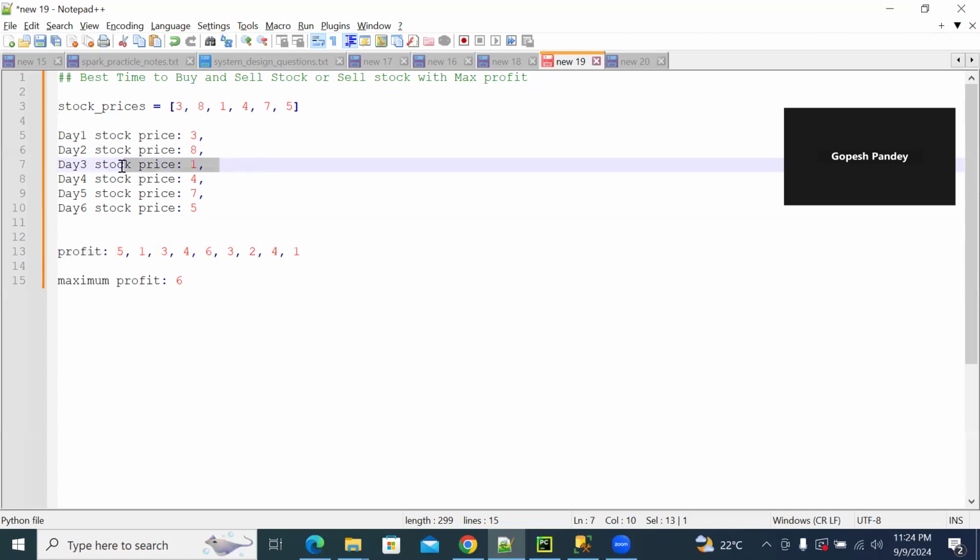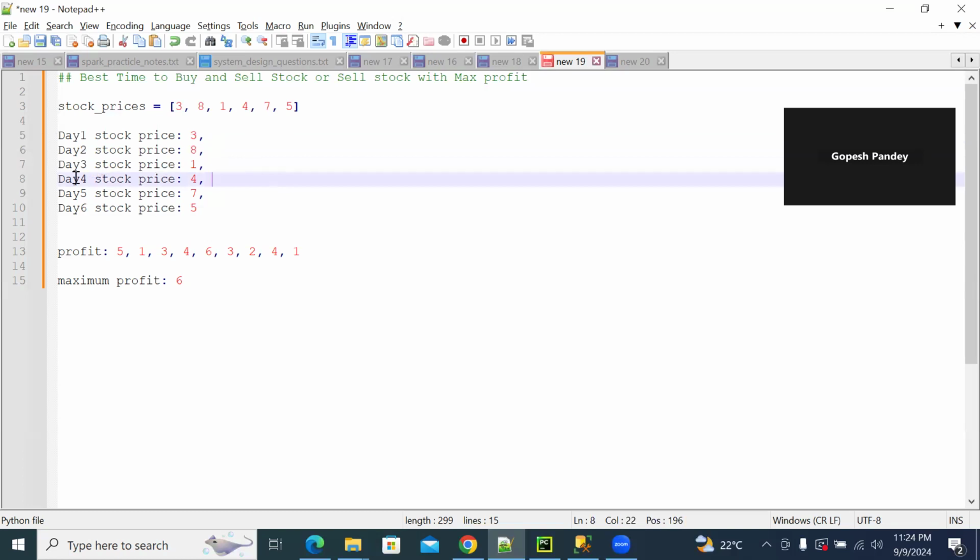So on day 3 you see the stock price has decreased, and we have 1 as the stock price. If you buy stock on day 1 at 3 rupees and sell on day 3 at 1 rupee, you end up with a loss of 2 rupees. Again, if you buy stock on day 2 at 8 rupees and sell on day 3, you again get a loss of 7. So you won't be doing that, right?